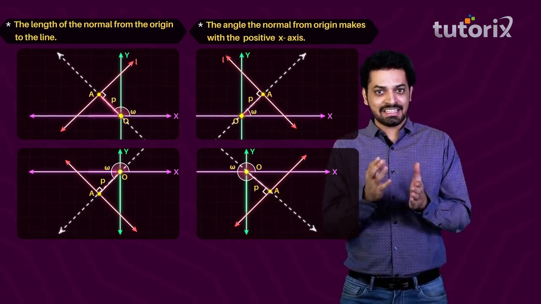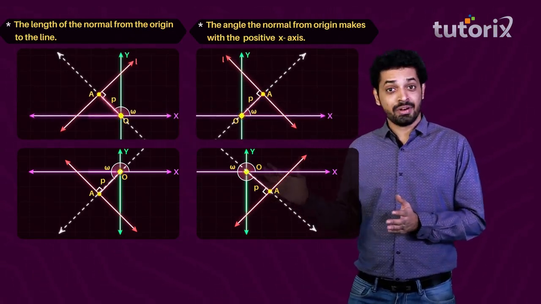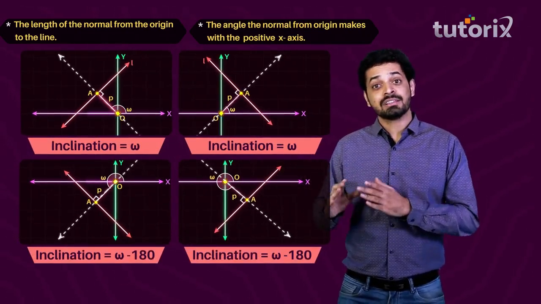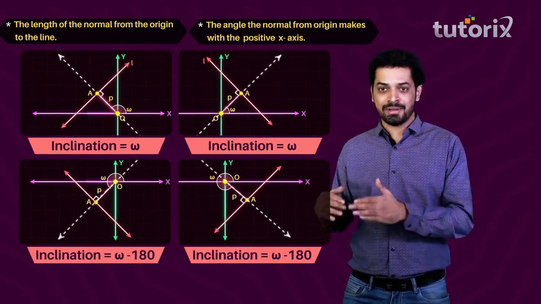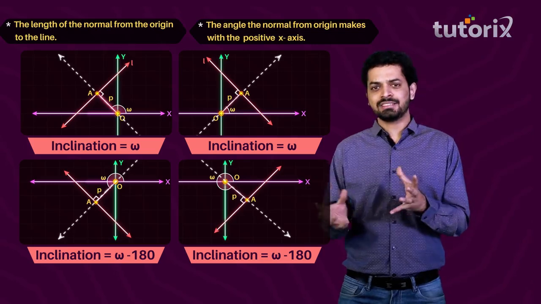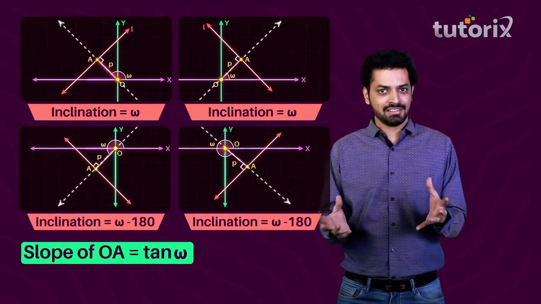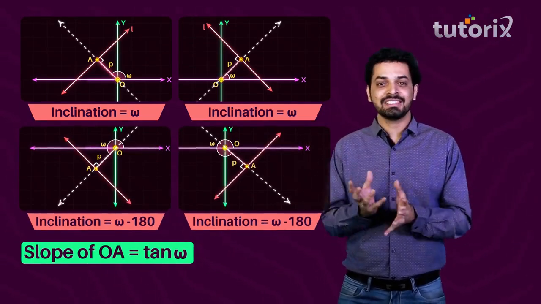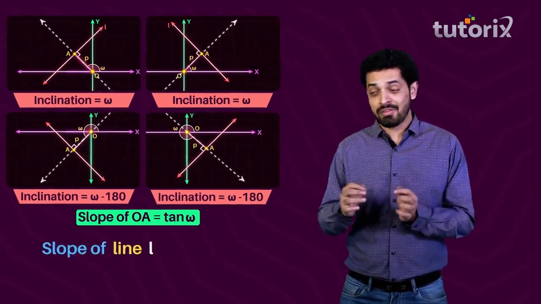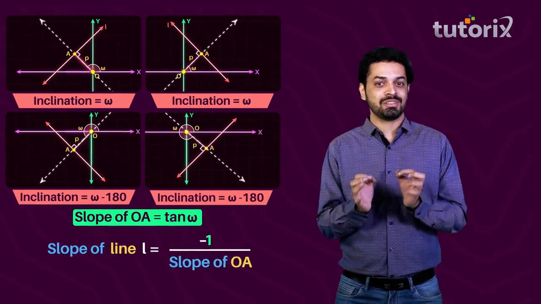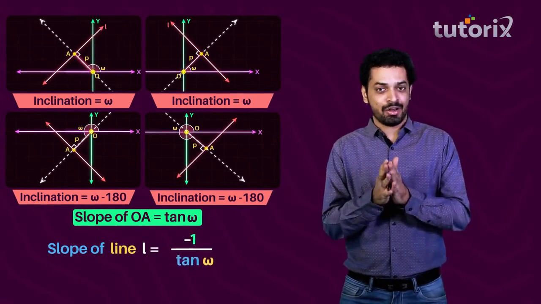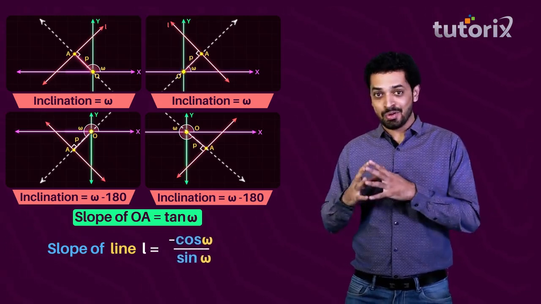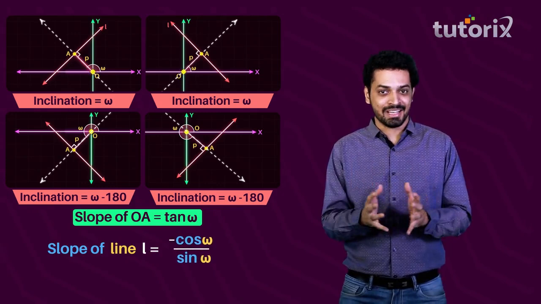Let's try to find its inclination first. In the first 2 quadrants, the line OA has an inclination omega. In the third and fourth quadrant, the line OA has an inclination omega minus 180. So in all these four cases, the slope is nothing but tan of the inclination, right? So it is tan omega. So we get the same slope of the line OA in all these four cases. So therefore, the slope of the particular line should be minus 1 by the slope of OA, which is minus 1 by tan omega. And by writing tan omega as sine by cos, you get that the slope of the line is minus cos omega by sine omega.